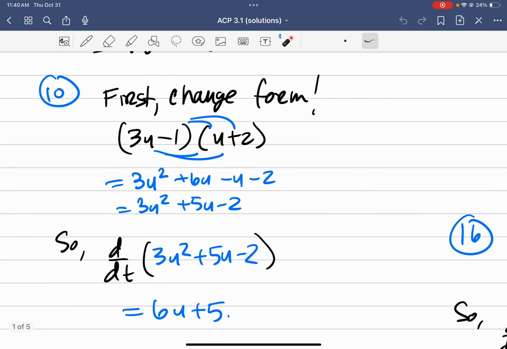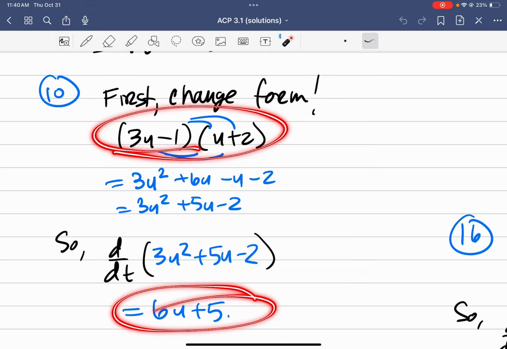So now really I'm taking the derivative of this function, pull out the 3, derivative of u squared is just 2u, so that's where the 6u comes from. Pull out our 5, and the derivative of u is 1, so that's where this comes from. But the derivative of a constant is 0, so we just don't write it down. So the derivative of our original function is just that.